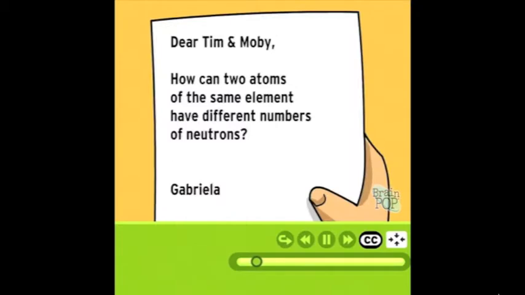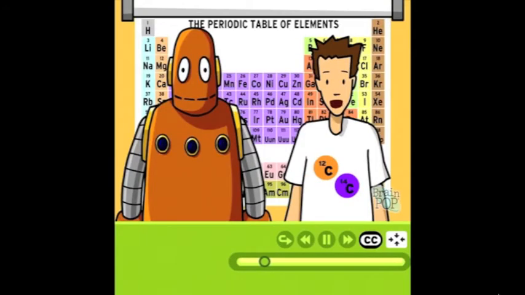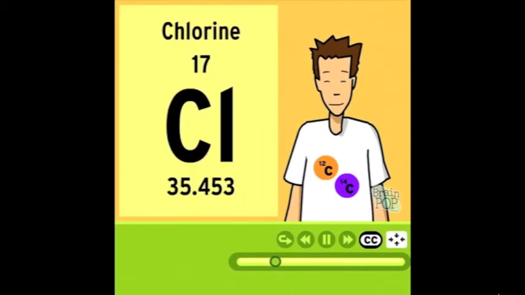Dear Tim and Moby, how can two atoms of the same element have different numbers of neutrons? From Gabriella. Whoa, good thing we've got the periodic table of elements handy. Let's look at an element as it's represented on the table. How about, say, chlorine? Cl is the symbol for chlorine.